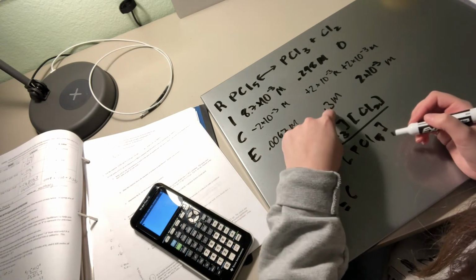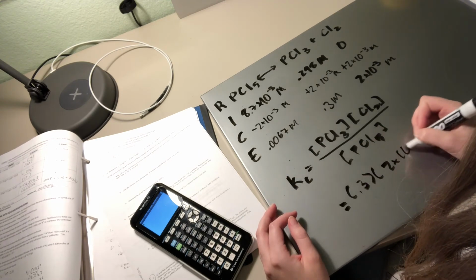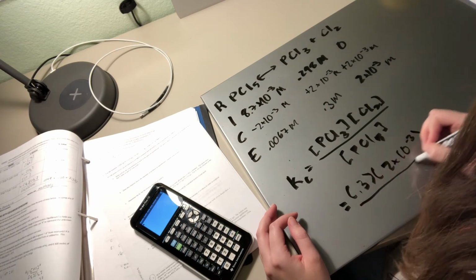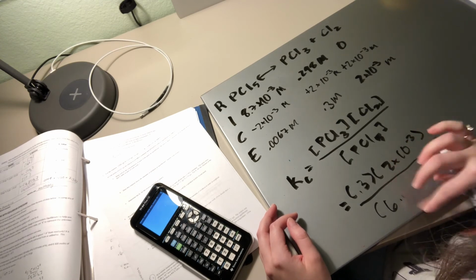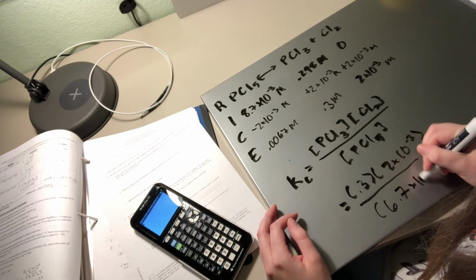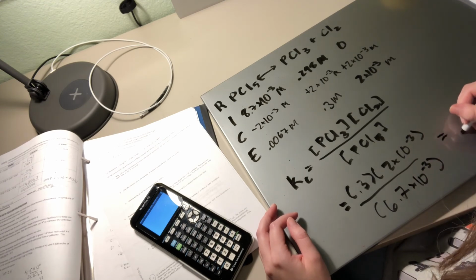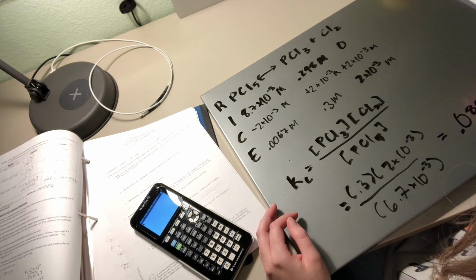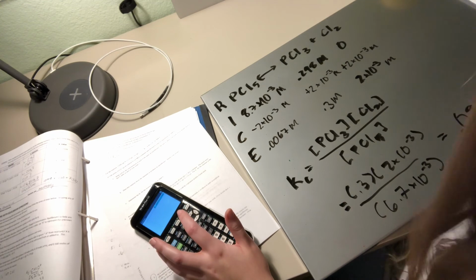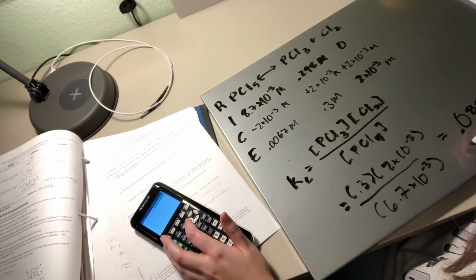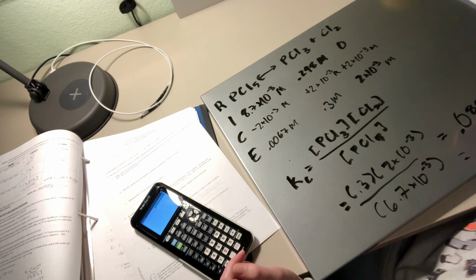Great, and so now we're just going to take the concentrations of each of these and plug them in. So the PCl3, 2 times 10 to the negative third, and 6.7, that's not a 7. If you plug this into your calculator, you will get 0.0895, or 55, so this would just come out to 0.0896, which is what's posted on the answer key.